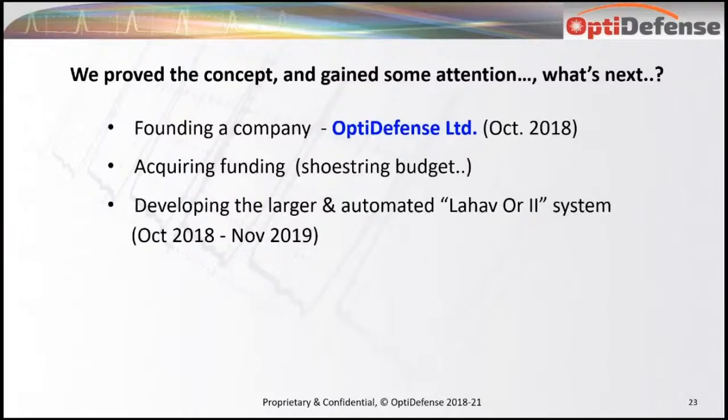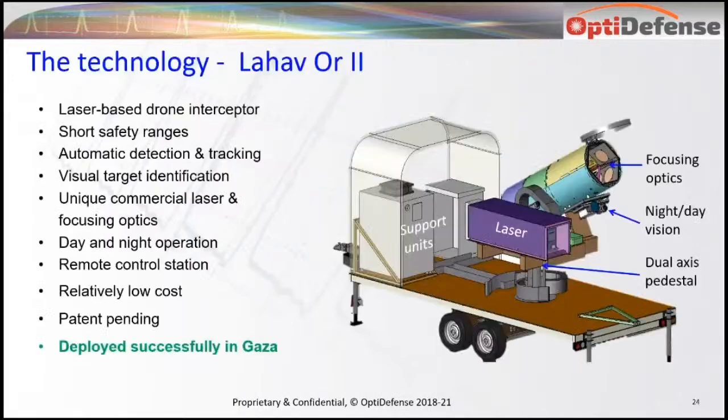So we founded a company called Opti Defense, of which Ben-Gurion is a part. We acquired funding and we developed a larger, automated Lavor 2 system. This development took half a year, a very short time scale. So this is the Lavor 2 system. It's an interceptor. You can see it's mobile. It's fully automatic. It has tracking.